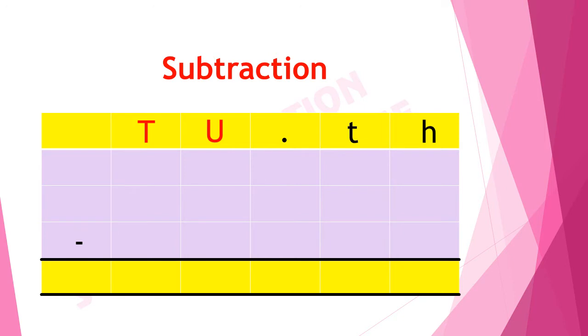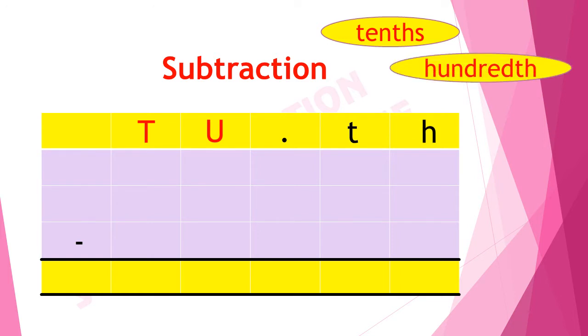The small letter T after the decimal point shows tenth. What does it show? Tenth. And the small letter H after the decimal point shows hundredth. What does it show? Hundredth.